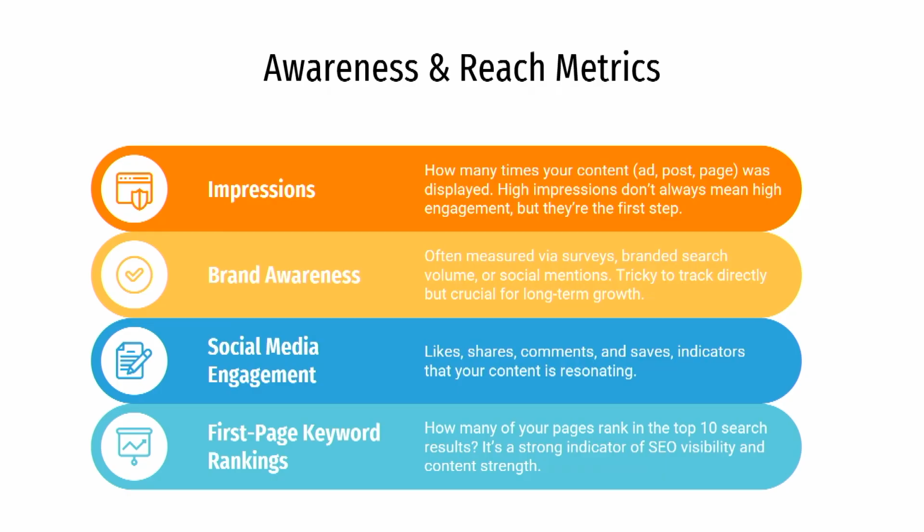The last matrix associated with awareness and reach is first page keyword ranking. What does it mean? It means how many of your pages rank in the top 10 search results, for example. It is a strong indicator of search engine optimization visibility and the strength of your content.